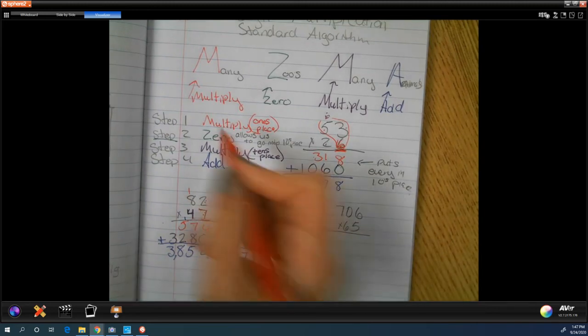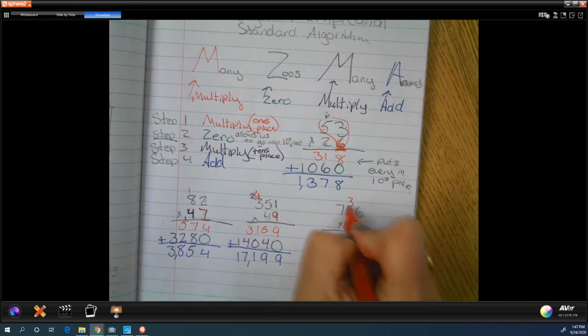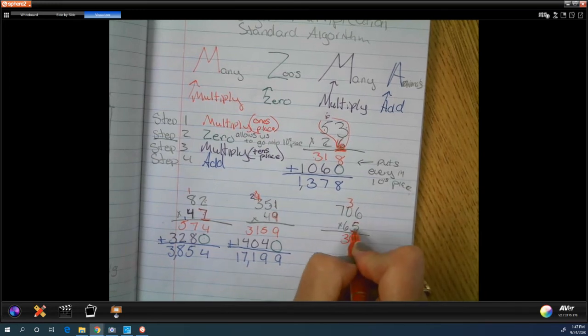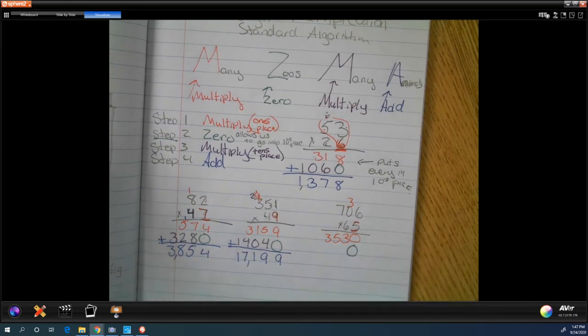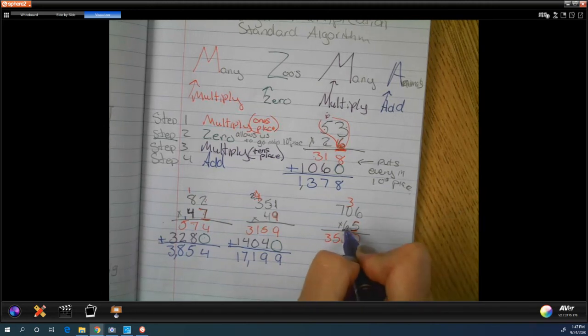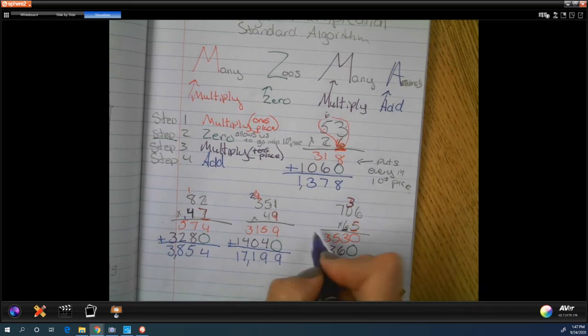Step 1 is multiply the ones place. This is the ones place. 6 times 5 is 30. 5 times 0 is 0, plus 3 is 3. 5 times 7 is 35. Next step, add the 0. We're shoving everybody over into the tens place because it's not really 6 times 6, it's really 60 times 6. Now we're doing the tens place. 6 times 6 is 36. 6 times 0 is 0, plus 3 is 3. 6 times 7 is 42.